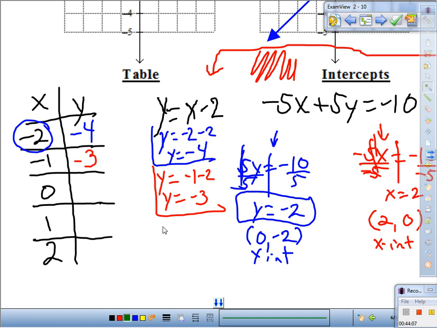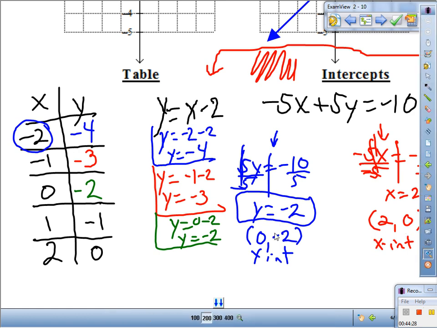What's my next value? Y equals 0 minus 2. What is 0 minus 2? Negative 2. That goes right there. Do you need to show me more work? No, at that point, you just need to look at the pattern, fill in the rest. What is my next value? Negative 1, and the last one? 0. All right, let's plot those points and graph our line.